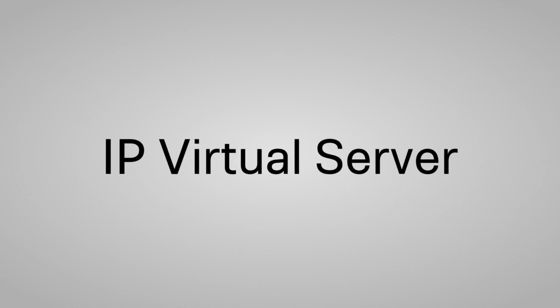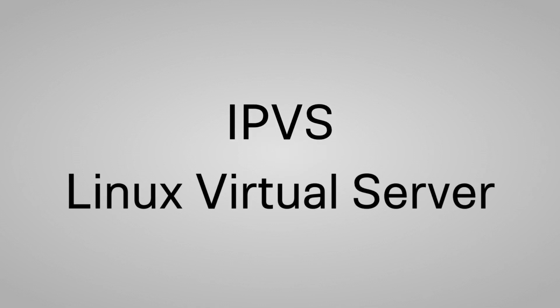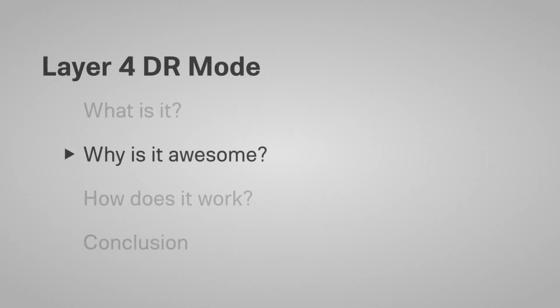IBM's work was turned into the IP Virtual Server, or IPVS, in 1998. This was done under the umbrella of the Linux Virtual Server Project, or LVS. IPVS has been an integrated part of the Linux kernel since 2008. It provides highly efficient Layer 4 load balancing using a variety of methods, including DR mode. From its origins in the 1990s, DR mode has become a mature, well understood, and widely deployed technology.